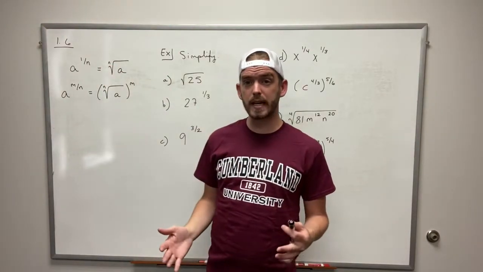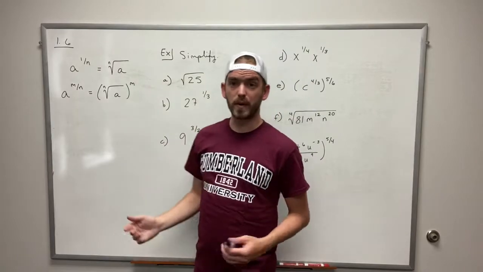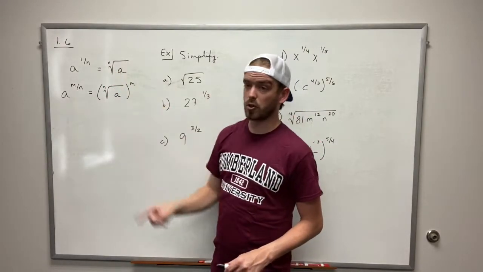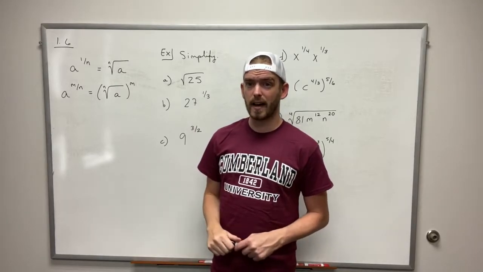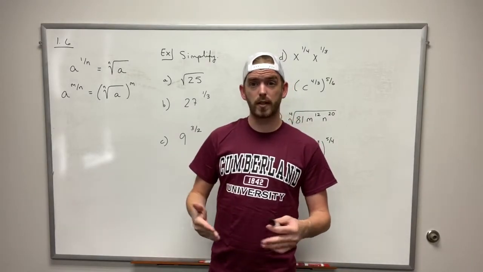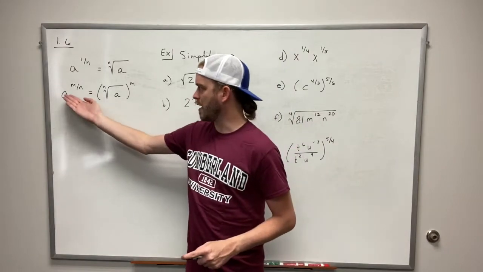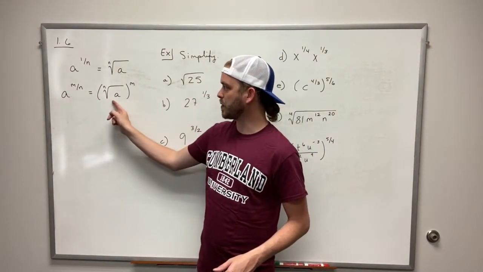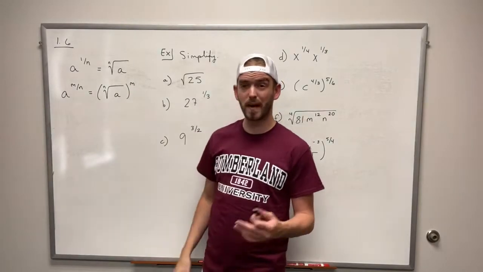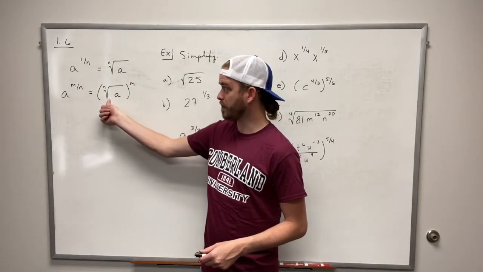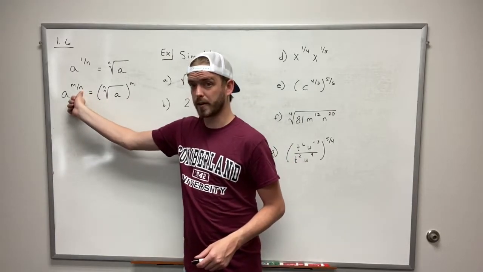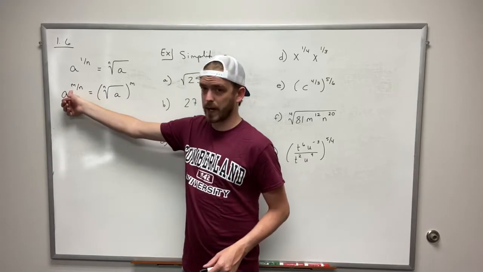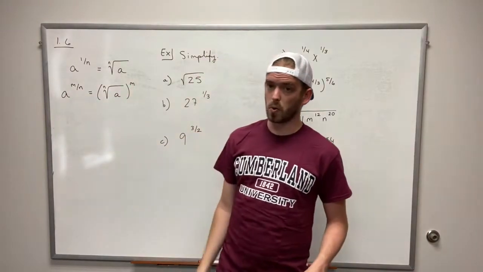Now, we've seen the radical before. We see that as a square root, right? But you can have numbers in the crook. We call that the index, and that changes what the root is. We also have a to the m over n. That can be rewritten as the nth root of a raised to the m power. So basically what happens is it becomes a radical. Your denominator becomes your index, and your numerator becomes your exponent.